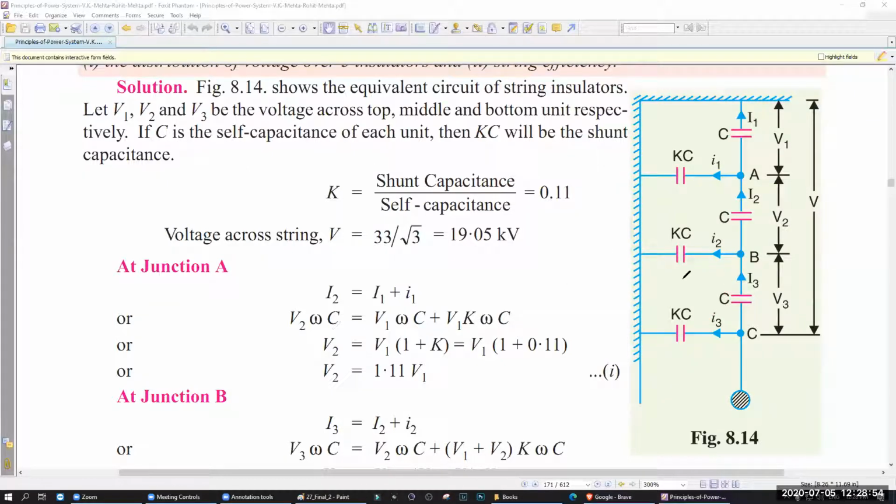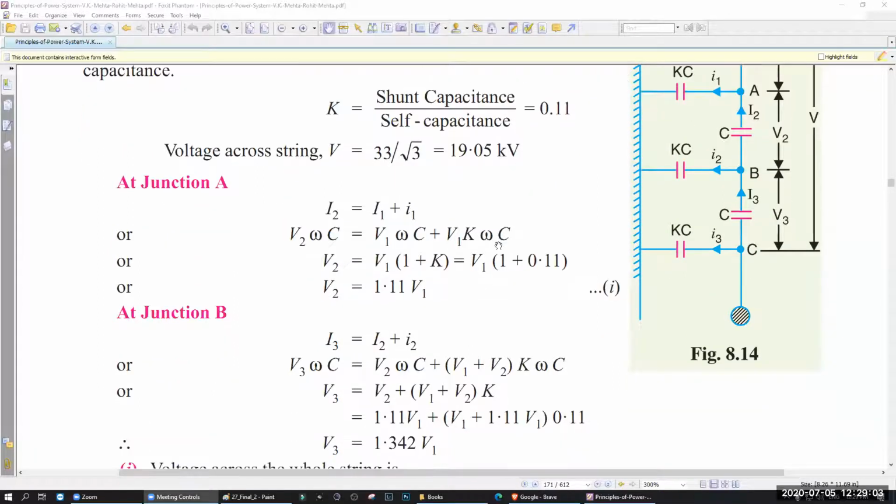So this one will be V2 omega C. This one will be V1 omega C. This one will be, oh, the next one actually. This one will be (V1 plus V2) K omega C. So again, the omega C terms are gone. You are left with V3, V2, and (V1 plus V2) K. So if you take V2 plus V1K plus V2K, you can put the value of V2 from here.